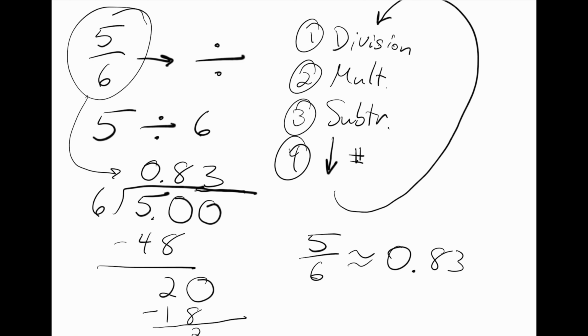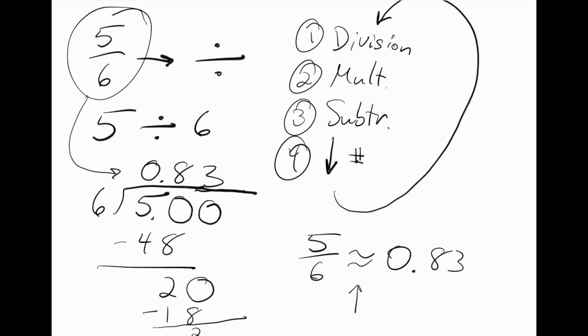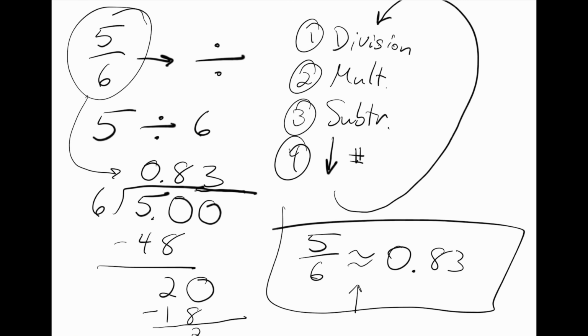And by the way, this little symbol right here, those two wavy lines, that means approximately. So if we put an equal sign, I mean, that's it, 0.83. But it's not. 5/6 is approximately 0.83. All right. And that is our answer there. We've now converted our fraction into an approximate decimal.